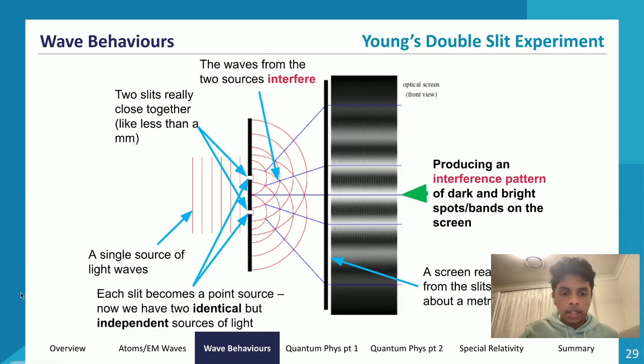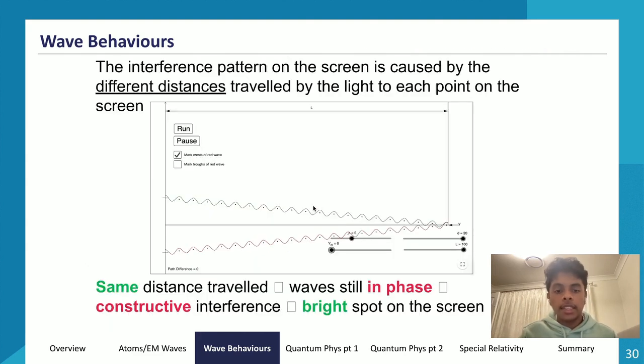Because this is the midpoint between these two slits, they'll travel the same distance to get to it, and so they'll be in phase. And if they're in phase, then their crests and troughs align. So we get constructive interference, which we see as a bright spot on the screen, because now the amplitude is multiplied. And so we see the white light as a bright spot on the screen.